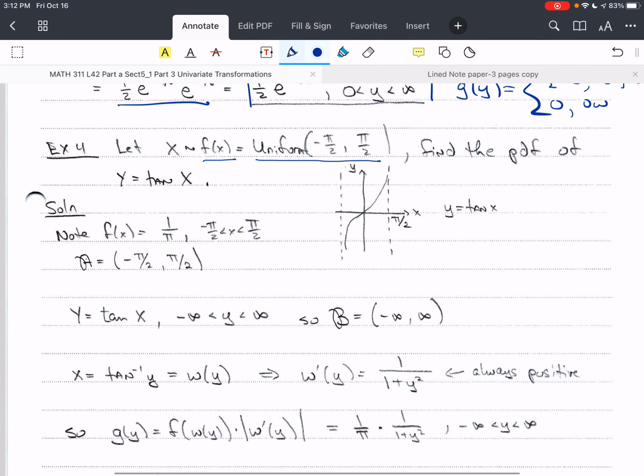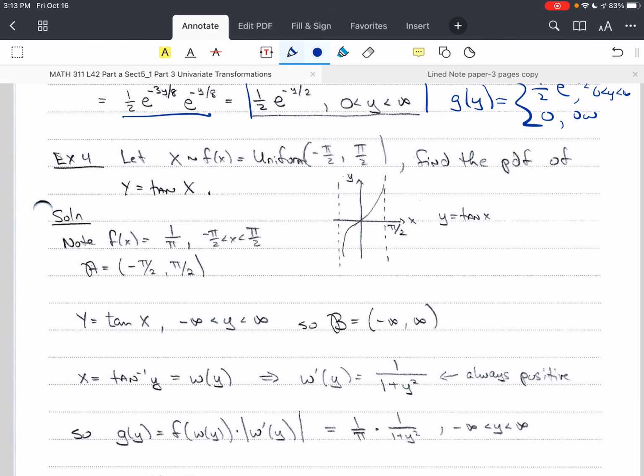Okay. So we have x has a uniform distribution between negative pi over 2 and pi over 2. So we want to find the PDF of y equals tangent of x. Okay? So if we draw y equals tangent x, between negative pi over 2 and positive pi over 2, then we get this picture here. And so it's good to know these functions and what they look like. So I should put negative pi over 2 is this point here, which is not on the line.